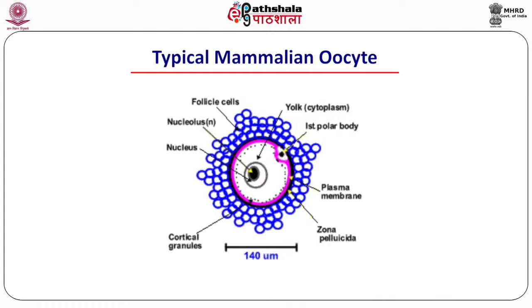Usually the first polar body which is formed after meiosis is retained within the zona pellucida, which we will talk about later, and also it has cortical granules around its cytoplasm just beneath the plasma membrane, and then the zona pellucida is surrounded by a group of cells which are the follicle cells or the cumulus cells. We will see how they are important for development of the oocyte.